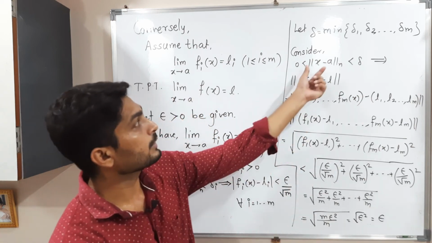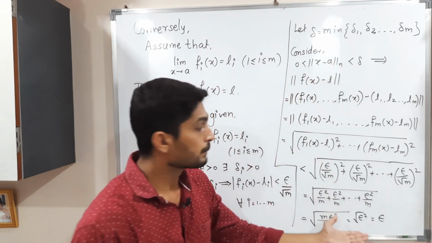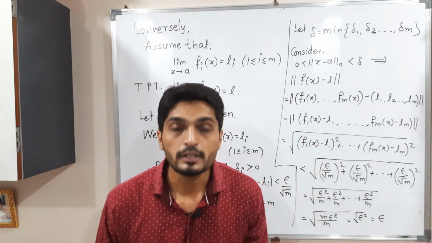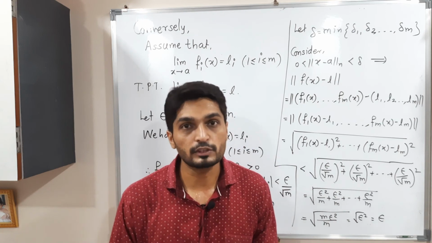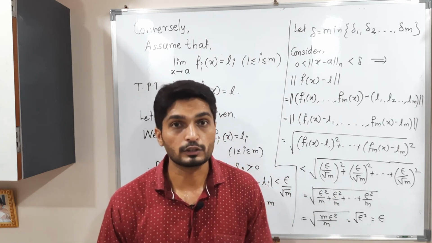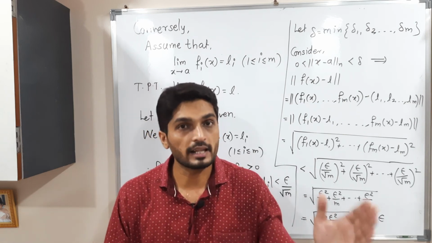So we started with norm of x minus a is less than delta, and we were able to prove that norm f(x) minus L is less than epsilon. So this is nothing but the definition of limit in R^n, that means for a vector valued function. Therefore by definition the limit of f is L at x equal to a.